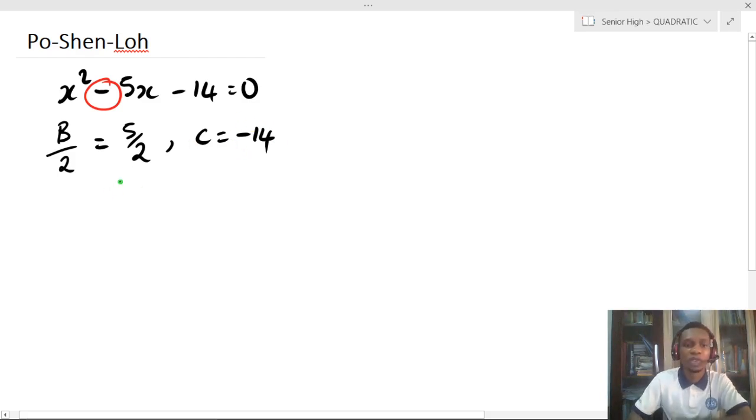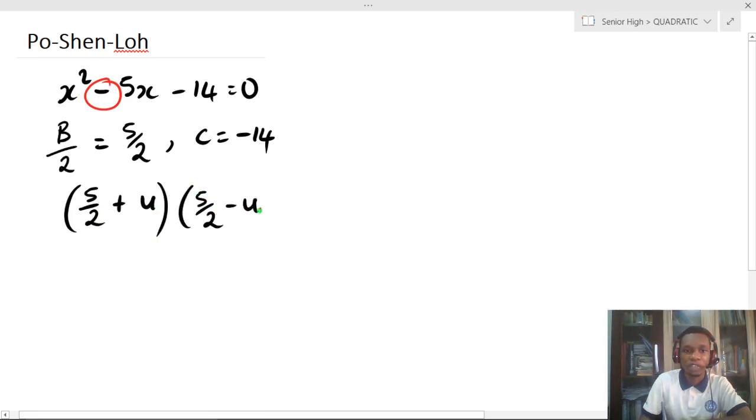So what's the next thing we do? We form the two factors we are looking for. So we have 5 over 2 plus u, and then 5 over 2 minus u, is equal to minus 14. Now look at this, it looks like a difference of two squares, right? Because they are the same values but with different signs. That's how you know it's a difference of two squares.